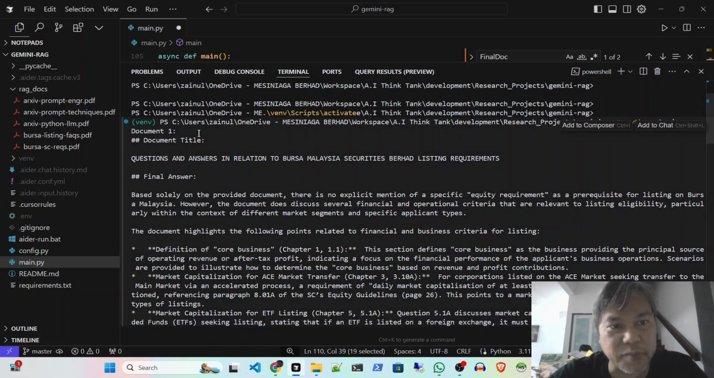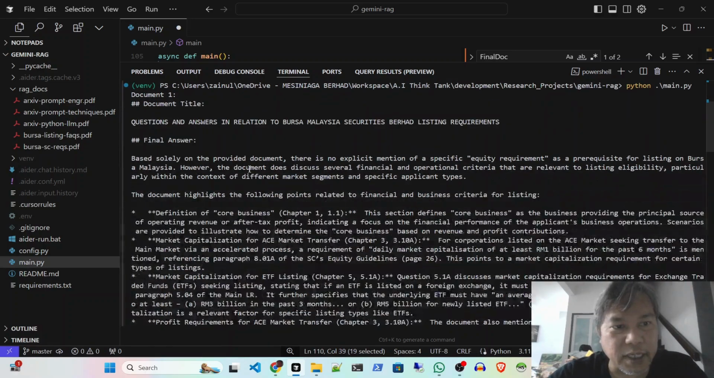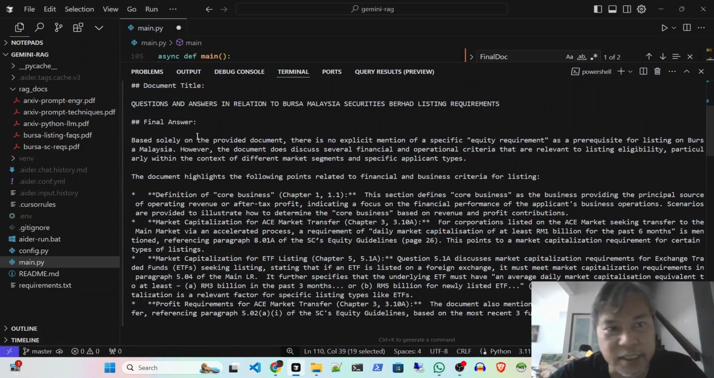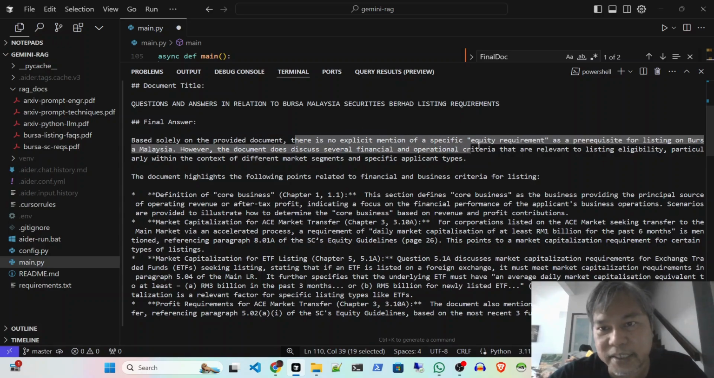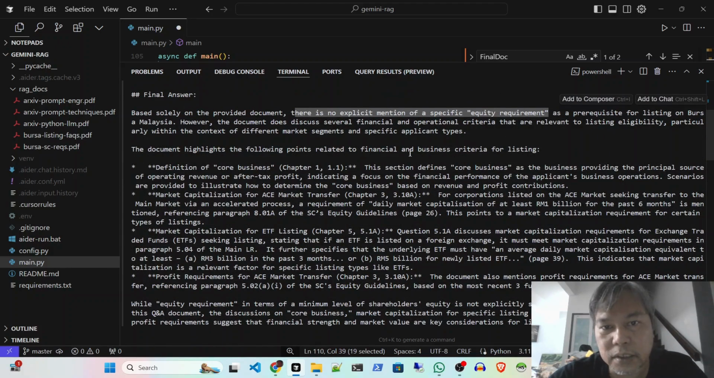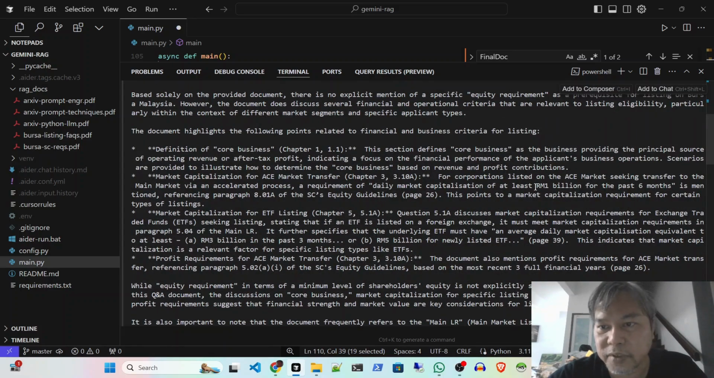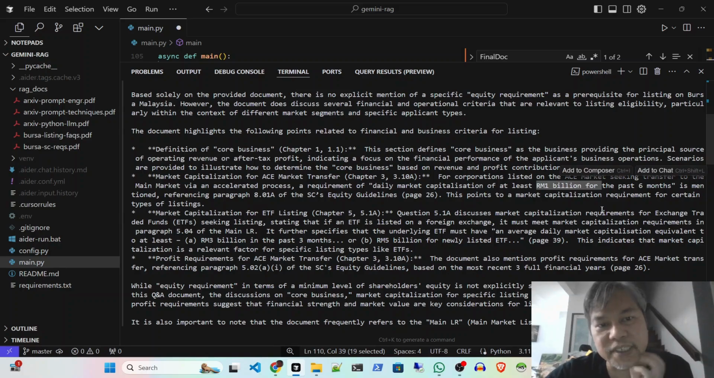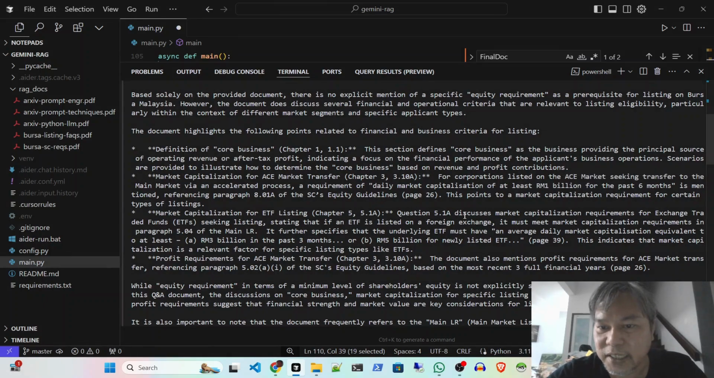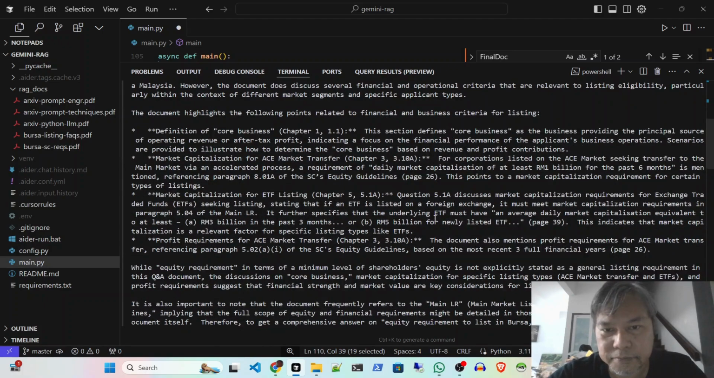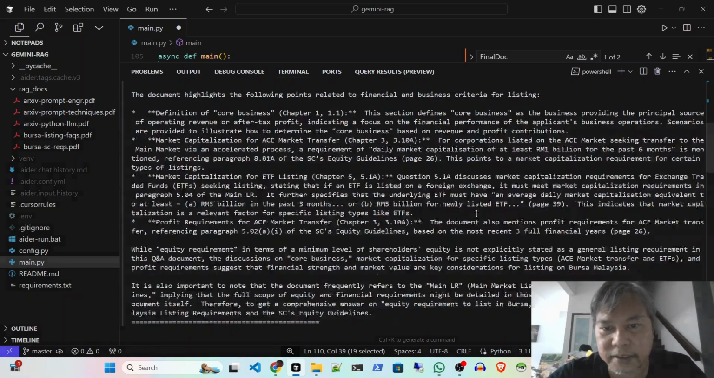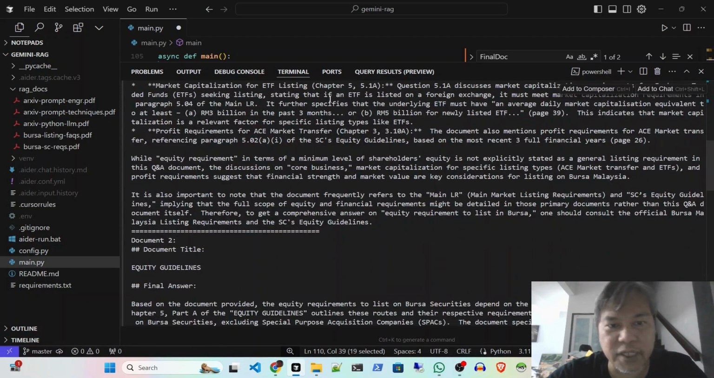So if you look at here, document one, from the first document, it basically says blah blah blah. If you look at it, they say there is no explicit mention of equity requirement, but it just made some inference from some of the content. So saying that, the definition of core business, blah blah blah, gives some indication of whether this article has some information regarding some sort of equity information, right? So it says something like that here in page 39. Right, so that will be the first document.